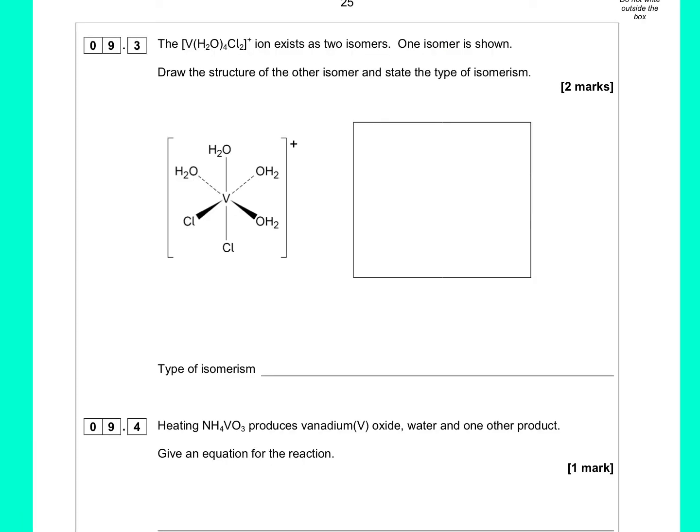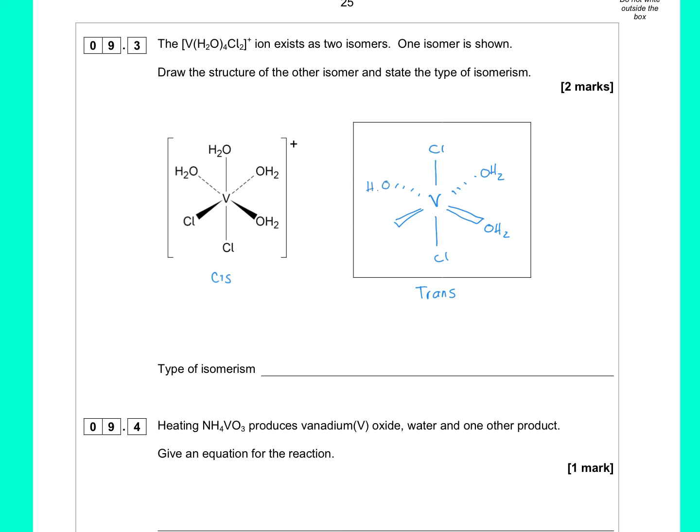So 9.3 continues with vanadium complexes, but it's just a standard transition metal question. We've got this complex, and it has an isomer. You should recognise that you've got the cis complex because the 2 chlorines are next to each other. So we need to draw the trans version, with the 2 chlorines opposite each other rather than next to each other. I draw those on first and then fill in the water ligands.